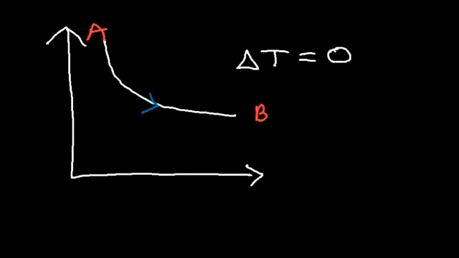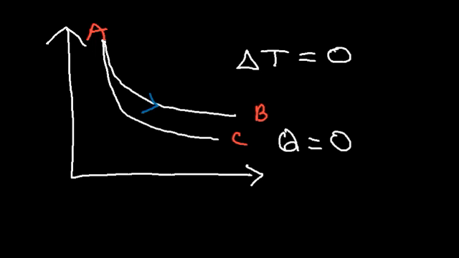Now for an adiabatic expansion, it looks very similar, but notice that the curve is lower. So A to C is an adiabatic expansion. And for that, Q is equal to 0. No heat enters or leaves the system. But notice that the temperature drops. So let's call this AD adiabatic expansion. This is the isothermal graph.